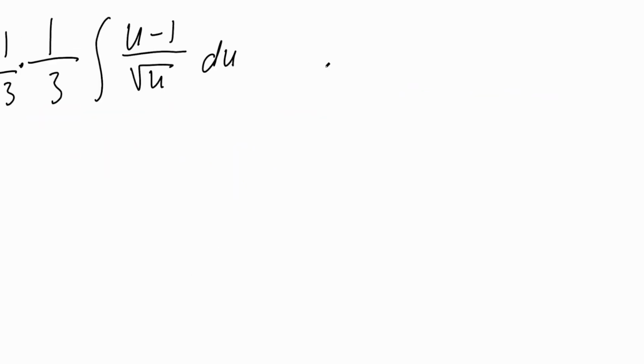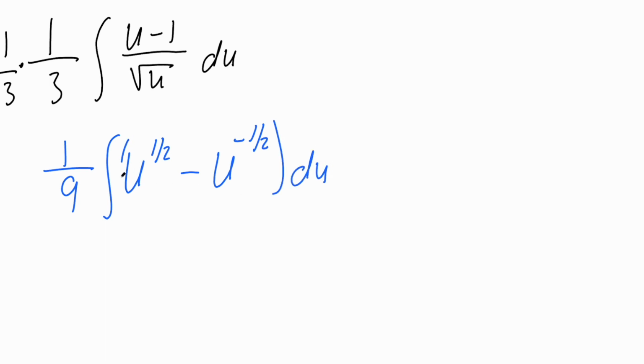Okay, we'll clean this up a little bit. So we got 1/3 times 1/3, that's going to be 1/9. The integral of u divided by the square root of u. So u is raised to 1, this is u raised to 1/2. So we're going to get u raised to 1/2 minus u raised to negative 1/2, because negative 1 divided by u raised to 1/2 is the same thing as saying negative u raised to negative 1/2, du, in parentheses. So now let's take the integral of each piece.